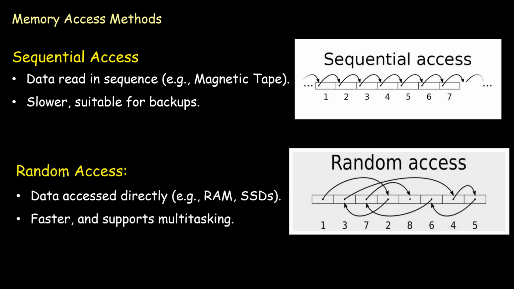And the second type, random access. Here, data can be accessed directly from anywhere without having to go through everything before it. This is much faster and is ideal for tasks like multitasking and real-time processing, like in RAM and SSDs. In short, sequential access is slower but good for backups, while random access is faster and better for everyday tasks.